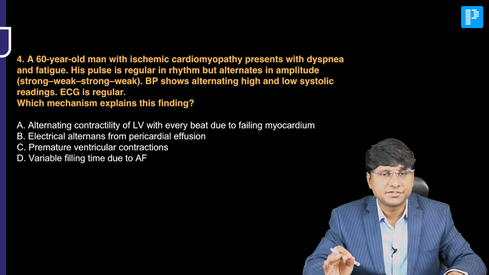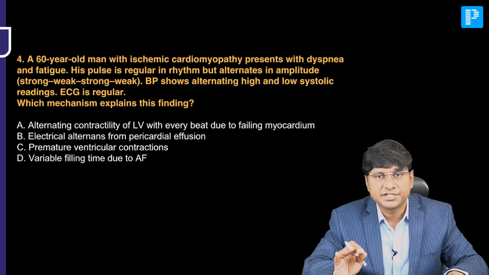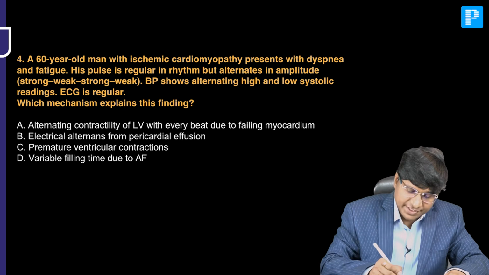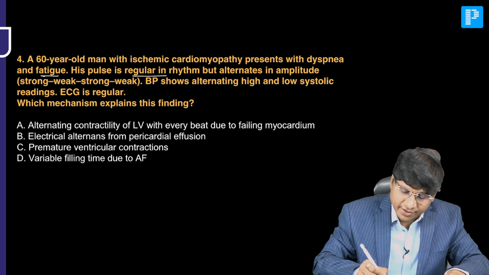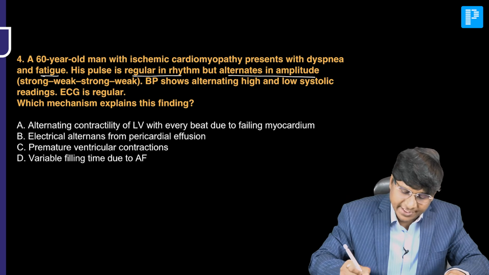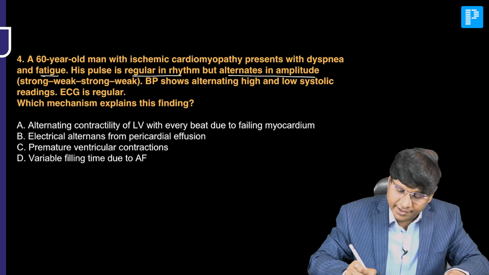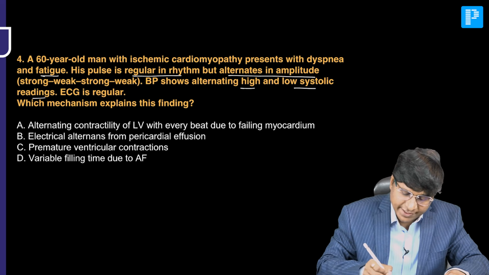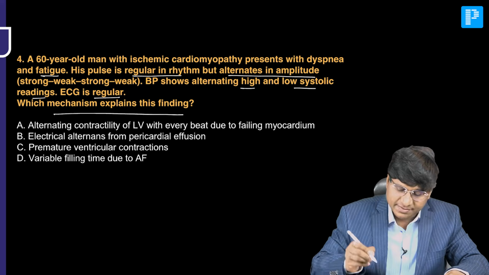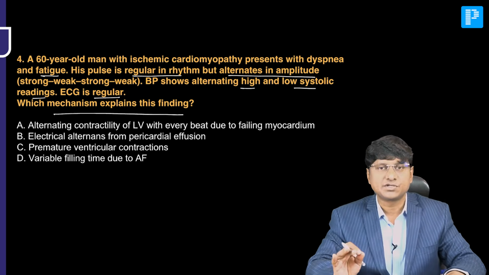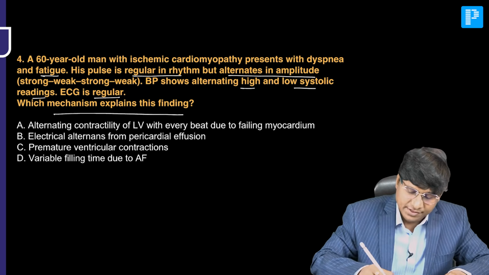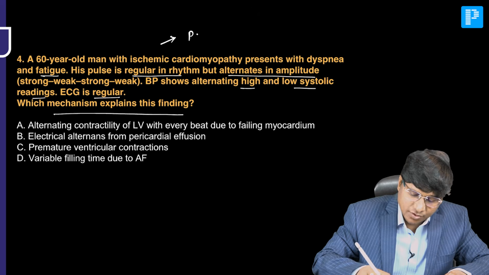If you see the fourth question, a 60-year-old man with ischemic cardiomyopathy presents with dyspnea and fatigue. His pulse is regular in rhythm but alternates in amplitude: strong, weak, strong, weak. Blood pressure shows alternating high and low systolic readings. ECG is regular. What mechanism explains this finding? So first of all, what is this characteristic pulse? This is called the pulsus alternans.